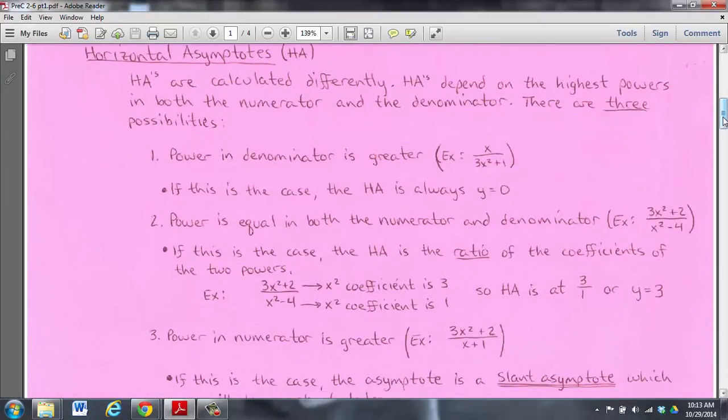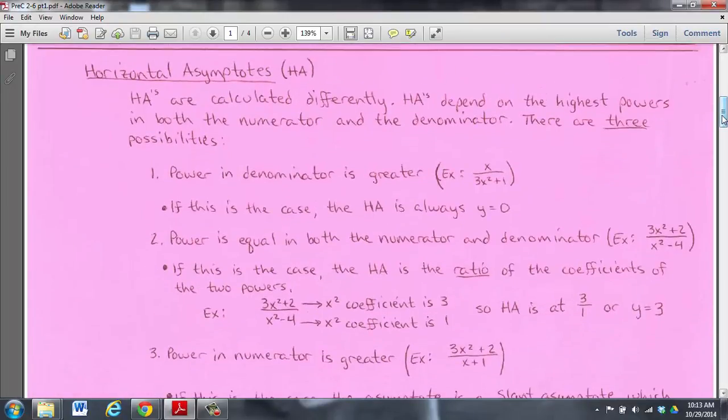Horizontal asymptotes are a little bit different because there's three different scenarios that we have to concern ourselves with. It has to do with the powers of the variables in the numerator and in the denominator. In the first case, the power in the denominator is greater. And this is probably more typical than your other possibilities.